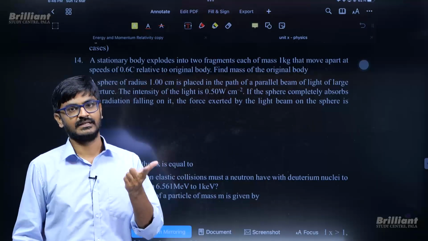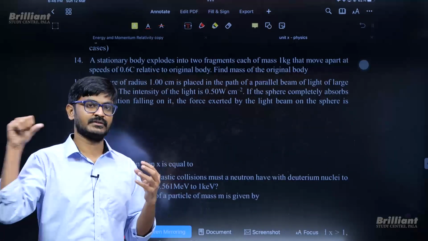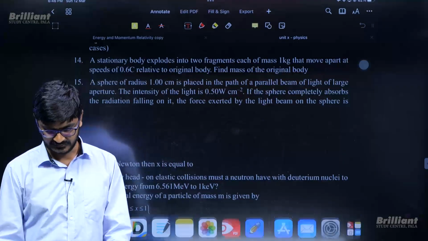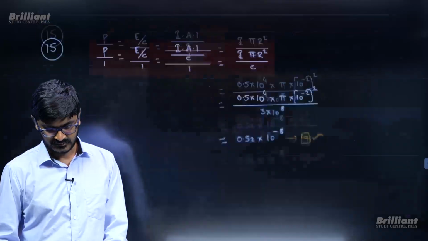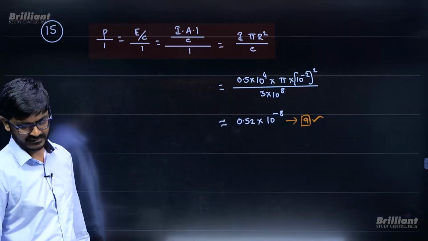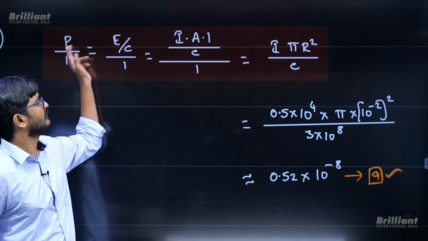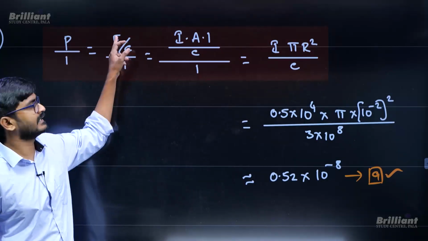Momentum change is happening for 1 second. So photons are coming with some momentum. After hitting, they are going to stop. So the change in momentum in 1 second we need to find. But we know the relation between momentum and energy. So momentum I can write as E by c.